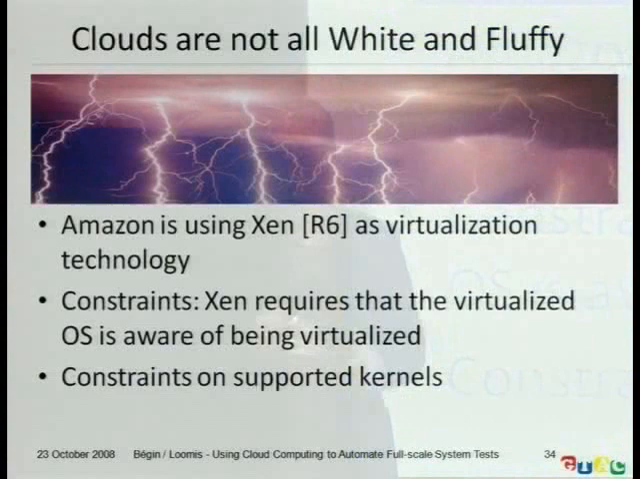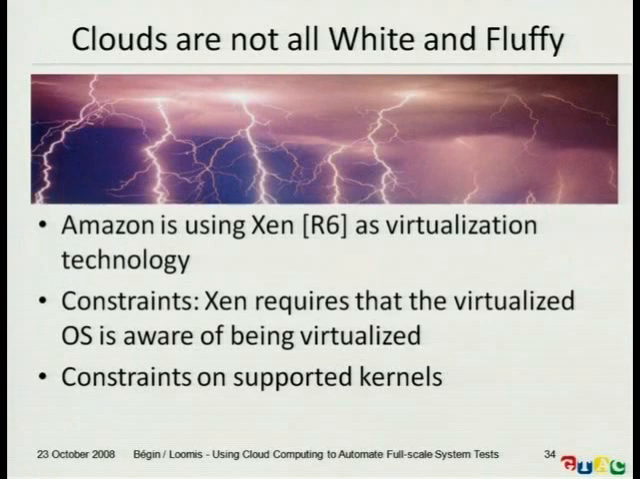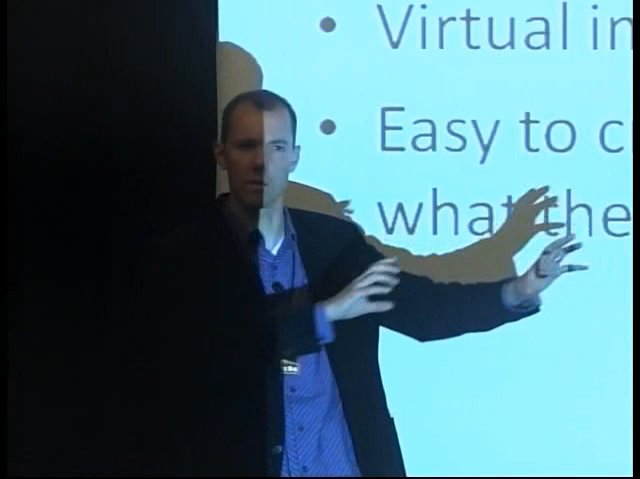So it's not all white and fluffy. There are some issues. Amazon is using Xen for its virtualization technology, and Xen is para-virtualization as opposed to full virtualization, which means the virtualized OS is actually made aware of being virtualized. Okay, which means there are constraints on the type of kernel supports that you can do. And as you start to play with virtual images, because it's so easy to bake new images, you can easily get overwhelmed with, what's this one made of, and what's the difference between this one and this one? So that can actually become confusing. That's Seattle, by the way.